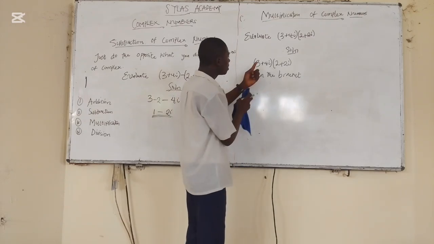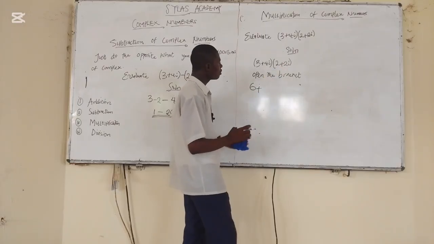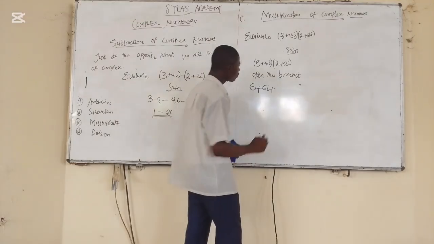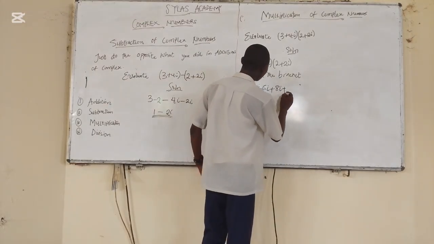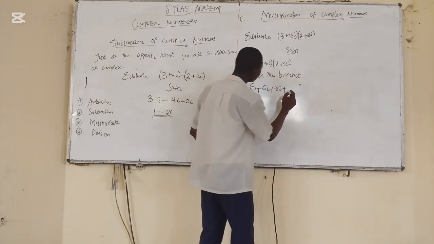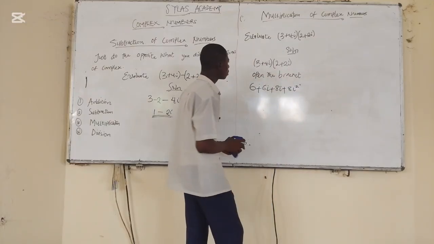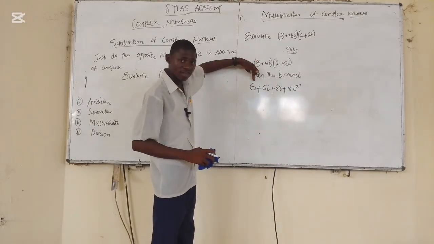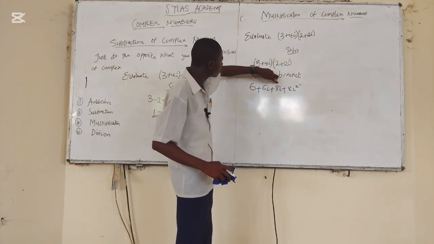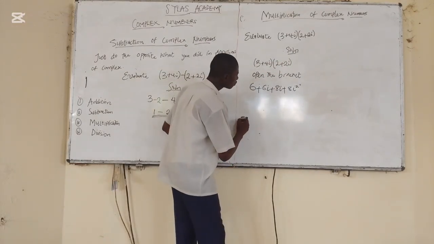3 here. This 3 times 2 gives you 6. Plus 3 times 2i gives you 6i. Plus 4i here times 2 gives you 8i. Plus this 4i here times this 2i gives you 8i squared. Each one times each one gives you this. Are you following now? So next we are going to simplify.